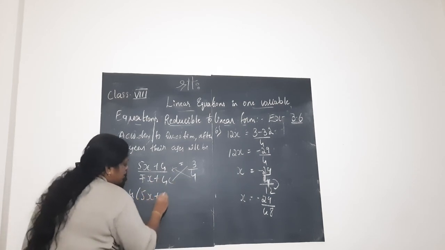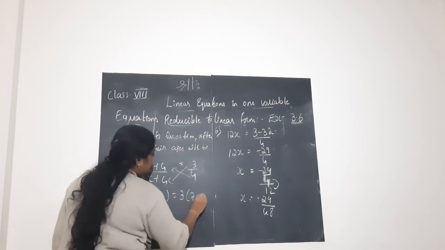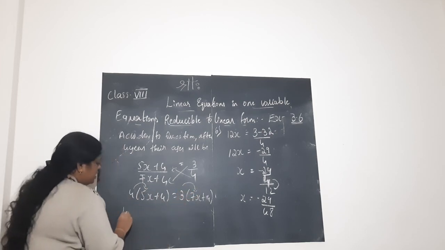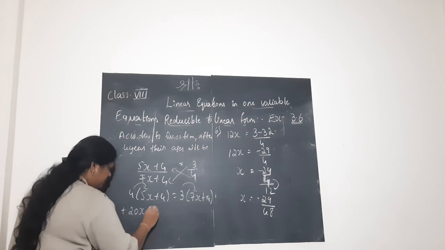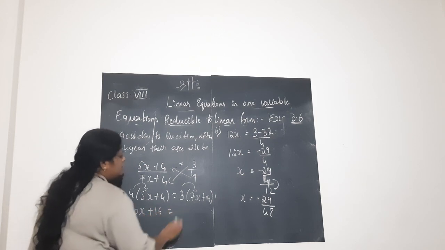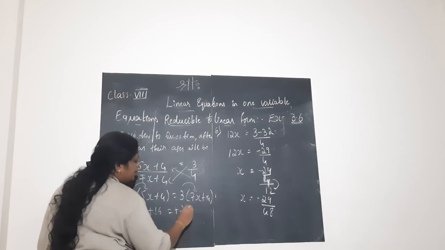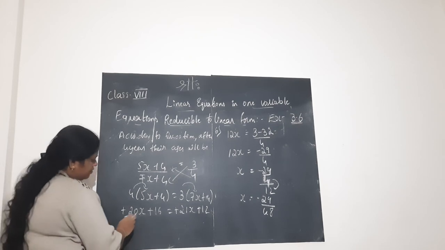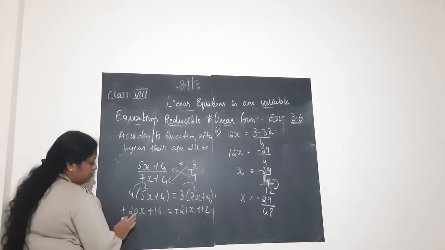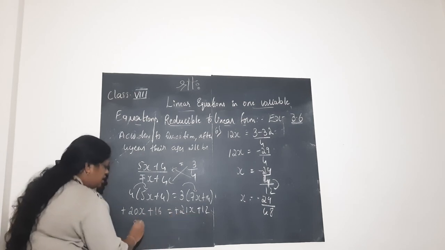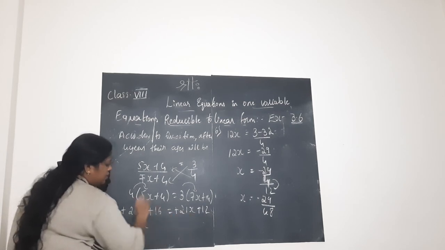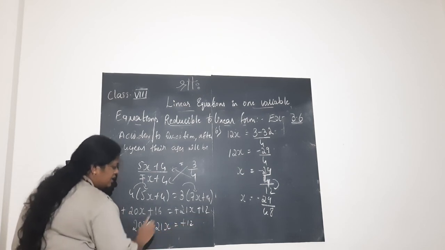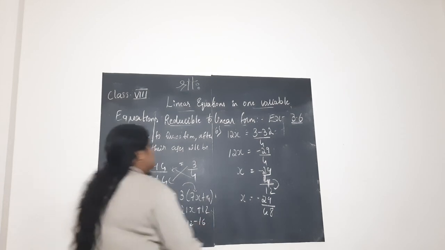4 into 5x plus 4 is equal to 3 into 7x plus 4. Now multiply 4 inside this bracket, 3 inside this bracket. Plus into plus plus, 4 5s are 20x. Plus into plus plus, 4 4s are 16, is equal to plus into plus plus, 3 7s are 21x. Plus into plus plus, 3 4s are 12. Now we have the regular form. Variable on one side, constant on the other. Plus 20x if I keep as it is, plus 21x if I take this side, it will become minus 21x. Plus 12 constant on RHS as it is, plus 16 if we take there, it becomes minus 16.